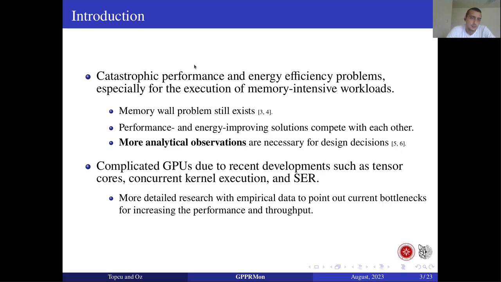However, there are still some catastrophic performance and energy efficiency problems, especially for the execution of memory-intensive workloads. First of all, the memory wall problem still exists, and the proposed solutions for performance and energy improvement compete with each other. To become beneficial design decisions, there should be more analytical observations. Secondly, recent developments such as tensor cores, concurrent kernel executions on clouds, or shader execution reordering implementations make GPUs complicated, and to identify performance bottlenecks of those complicated GPUs, more detailed research needs to be done.